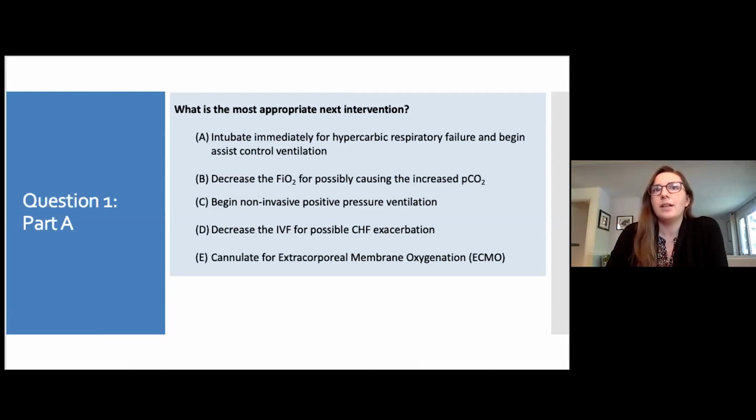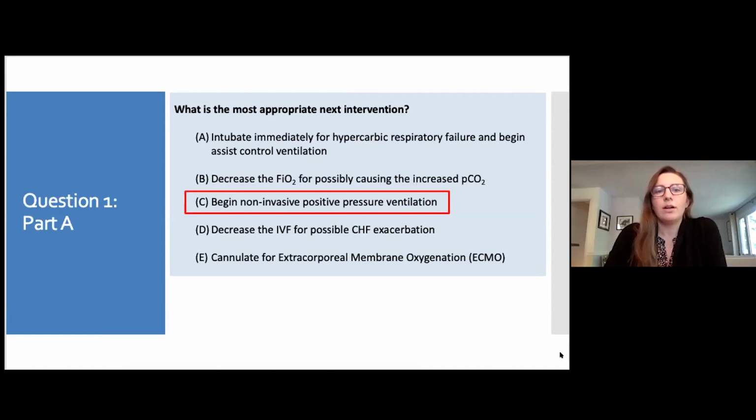C, begin non-invasive positive pressure ventilation? D, decrease the IV fluid for a possible congestive heart failure exacerbation? Or E, cannulate for extracorporeal membrane oxygenation, or ECMO. So I'll pause here for a moment. Think about this. So the correct answer is C, beginning non-invasive positive pressure ventilation.